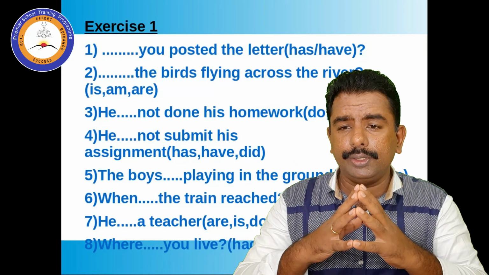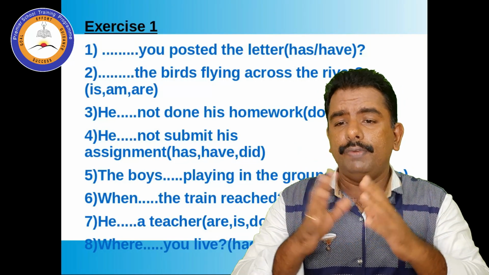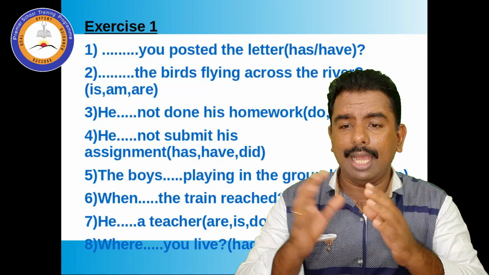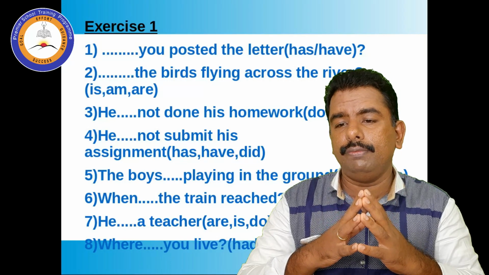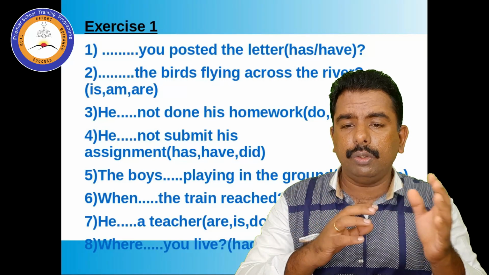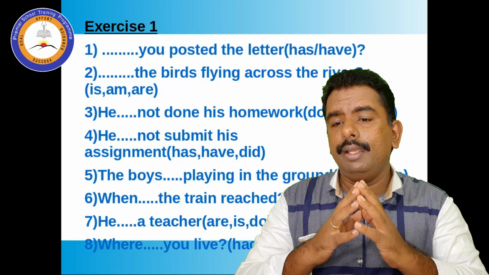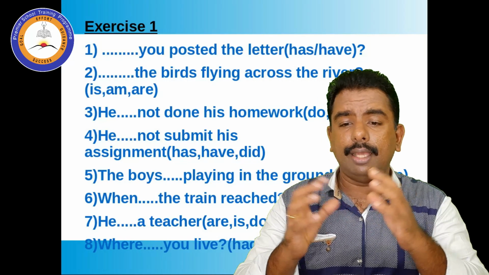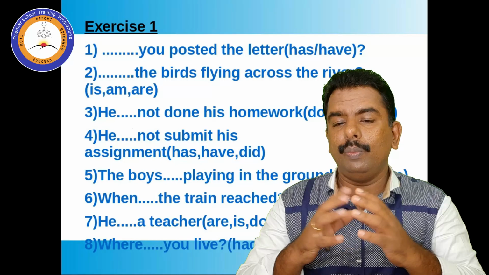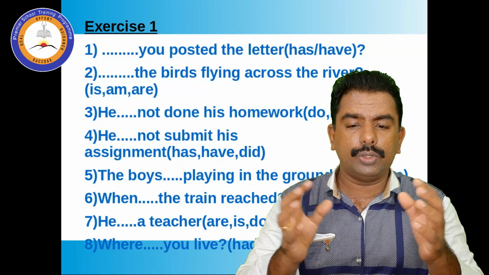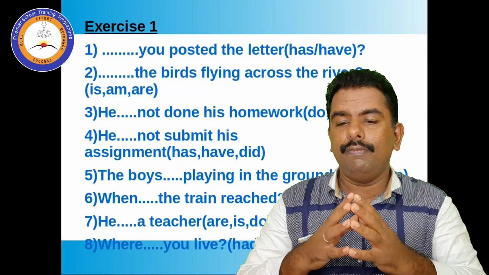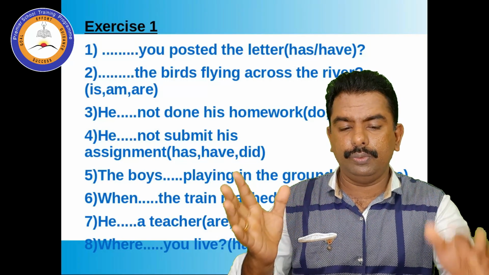These are the exercises in your notebook. First one is, you have to pick the letter: has or have are the options. Dash the birds flying across the river. Our options are there. You have to find out the correct option there. He dash not done his homework. Do, has, have. He dash not submit his assignment. Has, have, did. The boys dash playing in the ground. Was or were. When dash the train reached, had, do, was. He dash a teacher, or is, do. Where dash you leave, had, were, do.